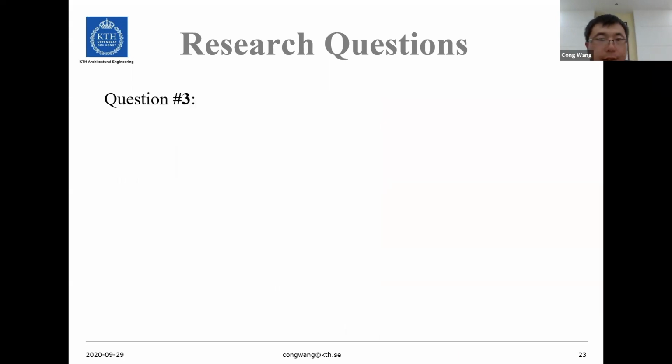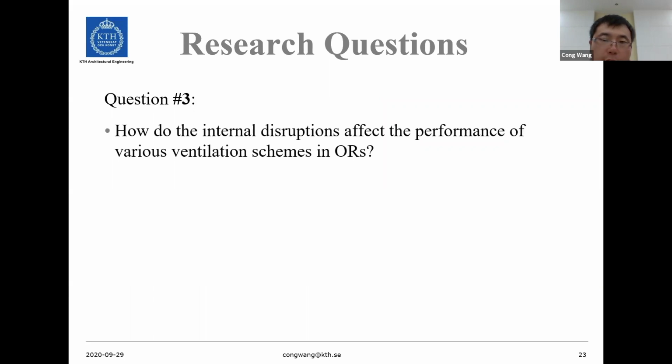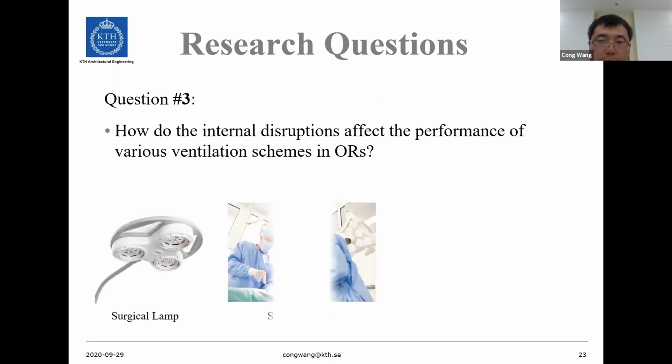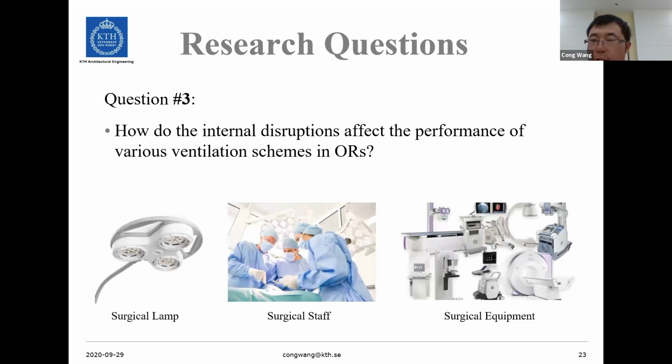Question number 3: how do the internal disruptions affect the performance of various ventilation schemes in operating rooms? We have surgical lamps, surgical staff, and surgical equipment.